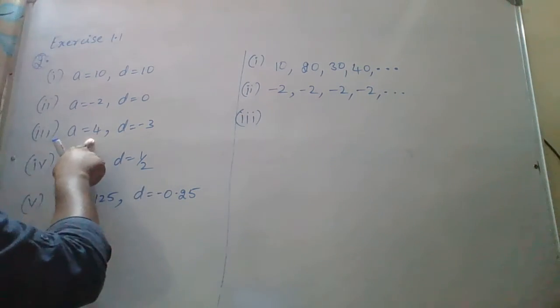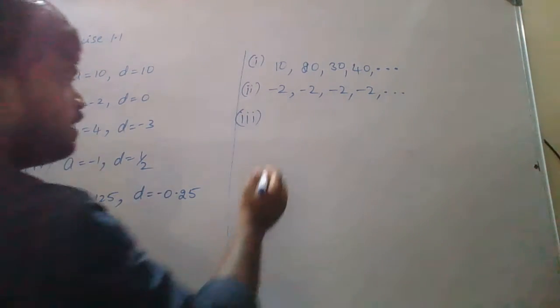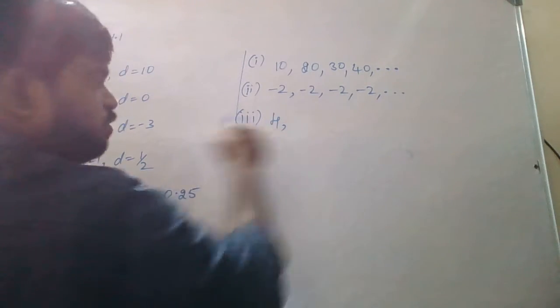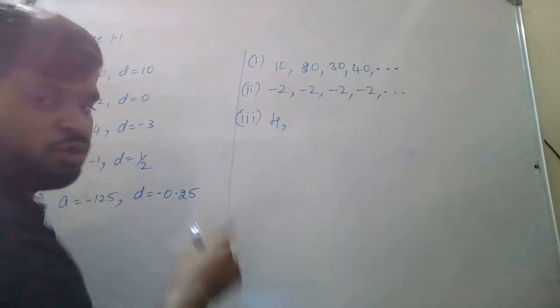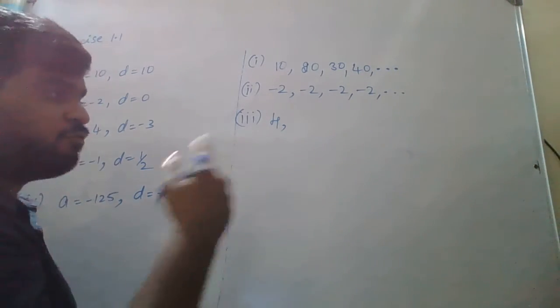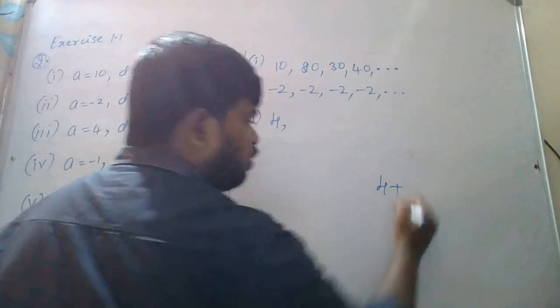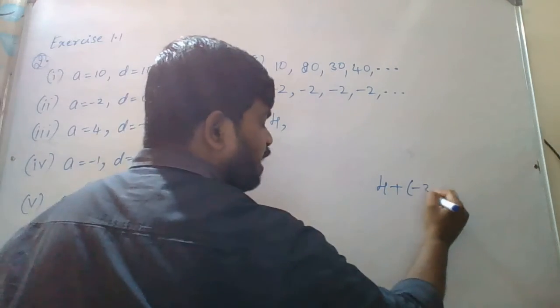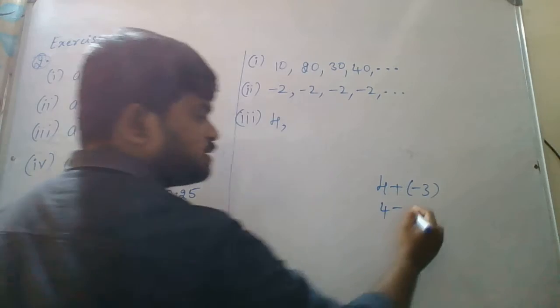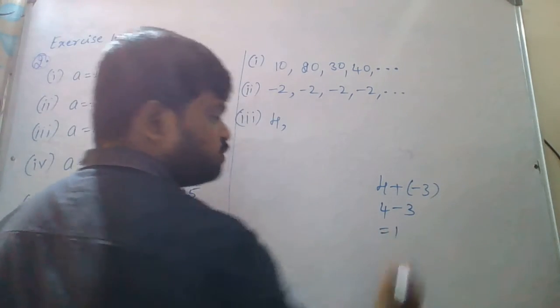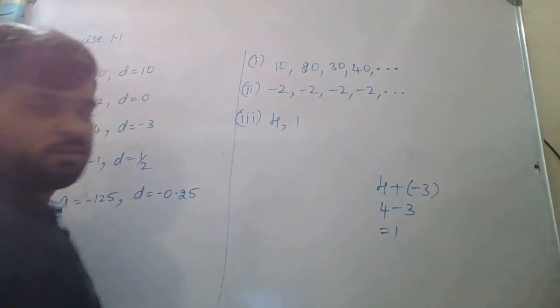What is the value of A? 4. D is minus 3. So A is 4. That is your first term. How do you get the next term? You have to add D to this. 4 plus of minus 3. For this 4, you have to just add your D value, that is minus 3. So simplify it. Plus into minus is minus. 4 minus 3 is 1. So your next term is 1.